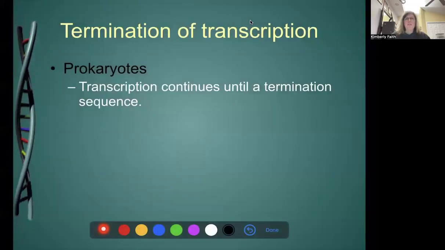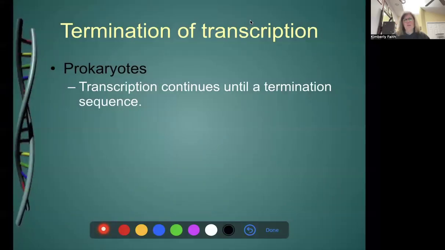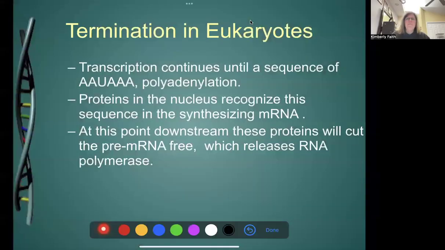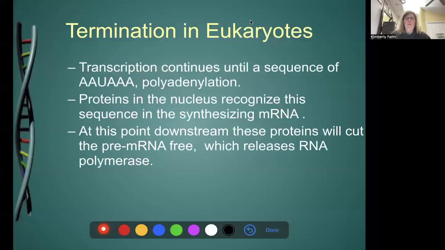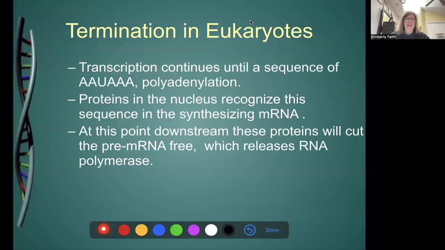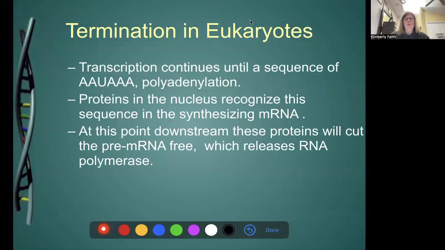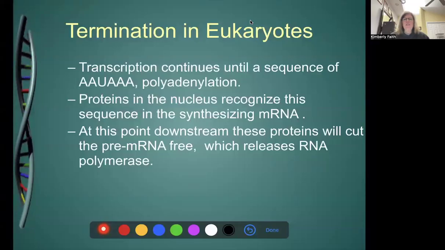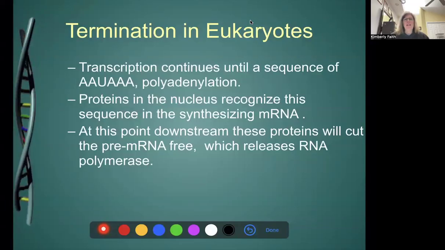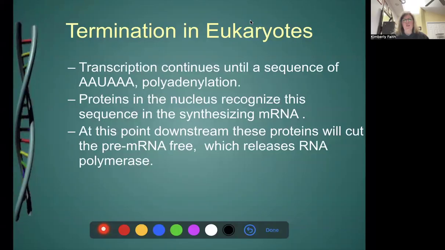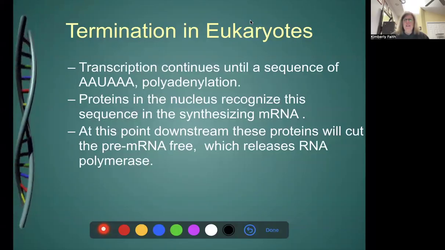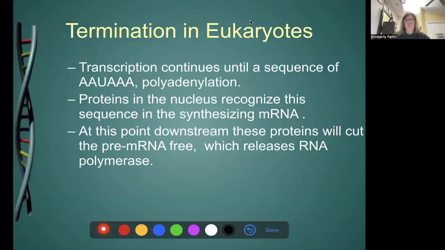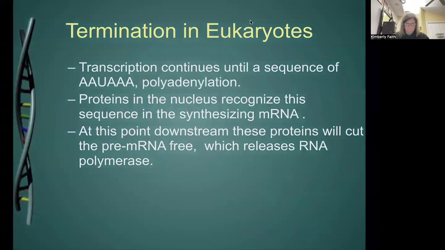For termination of transcription in prokaryotes, transcription continues until a termination sequence. In eukaryotes, it will continue until we have a sequence of AAUAAA, often referred to as polyadenylation. Proteins in the nucleus recognize this sequence in the synthesizing messenger RNA. Downstream, these proteins will cut the pre-mRNA free, which releases the RNA polymerase.